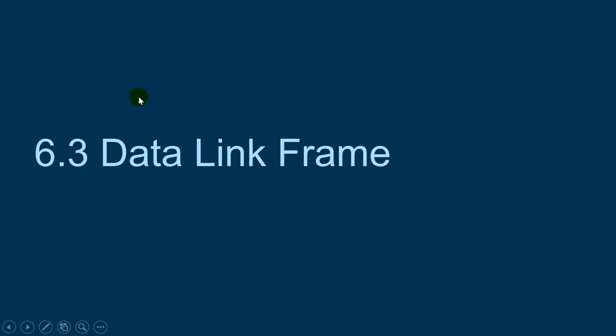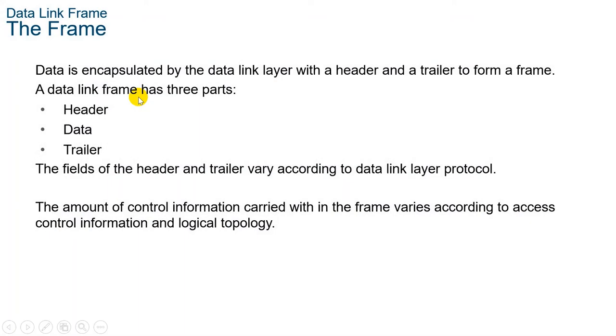Okay, so the next one would be the data link frame. Remember, I have mentioned earlier that every layer on the OSI model has a PDU, or protocol data unit. On the physical layer, we call it bits. On the data link layer, we call it frame. On the network layer, we call it packets. Transport layer, we call it segment or datagram. And on the application layer, of course, that is in a data form.